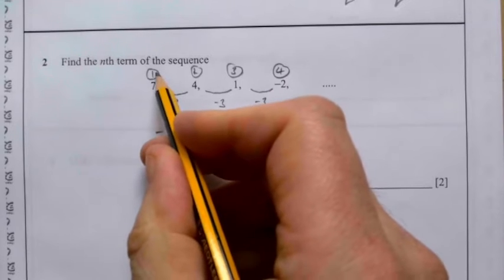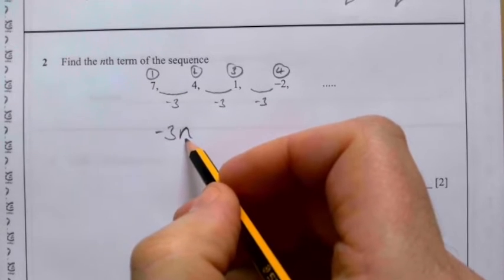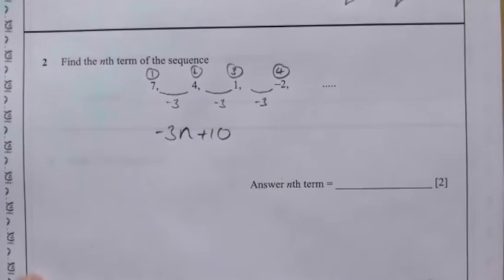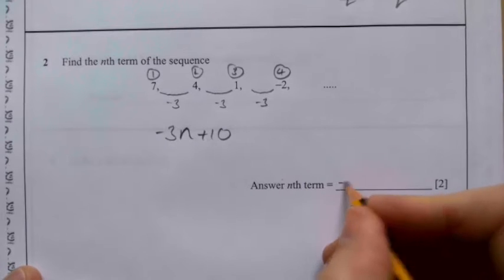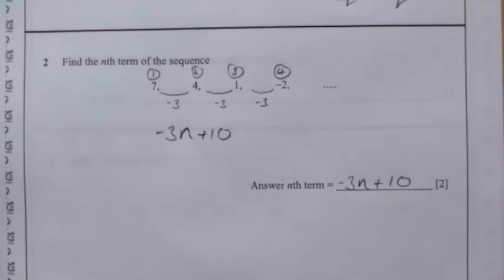I substitute the number 1 into this here. Minus 3 times 1 gives me minus 3, but I want 7, so I need then to add 10 to it. So my nth term is minus 3n plus 10.